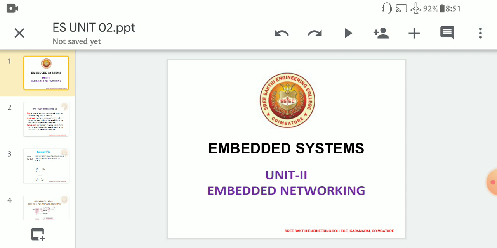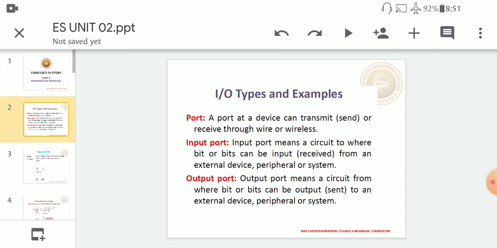In this class, we'll deal with embedded networking and what the basic communication items needed for embedded networking are. Before getting into embedded networking, there are some basic concepts which may lead to the concept of embedded networking. Networking is the part where communication is needed at the starting point as well as at the ending point, and in between we need interfacing devices.